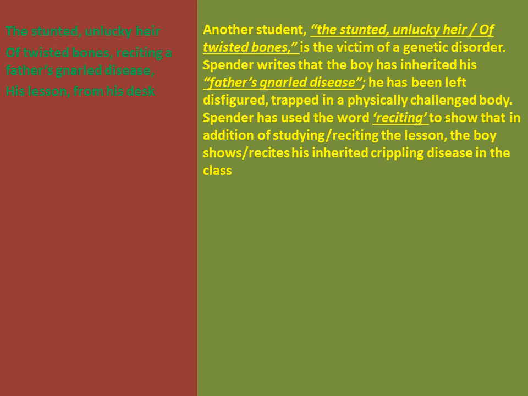Why is he unlucky? Because usually children inherit the property or the name or the fame of their parents. But this child has inherited a disease of twisted bones from his father, which has disfigured him and made him physically challenged. So Spender, the poet, has used the word reciting here to show that in addition to studying, the child is not only reciting the chapter or the lesson which he is reading, but he is also reciting the disease which he has inherited from his father.